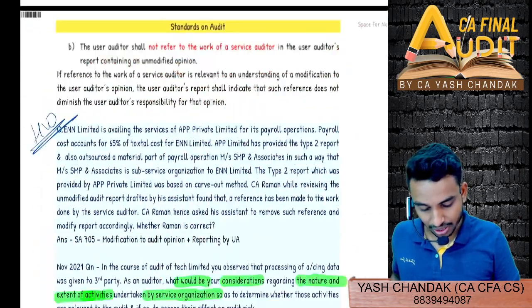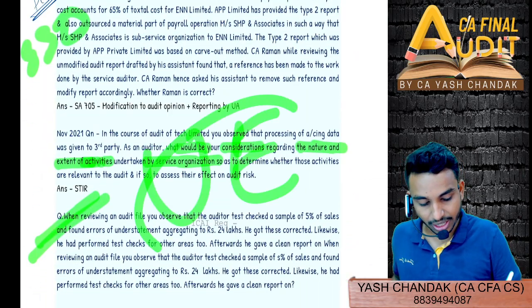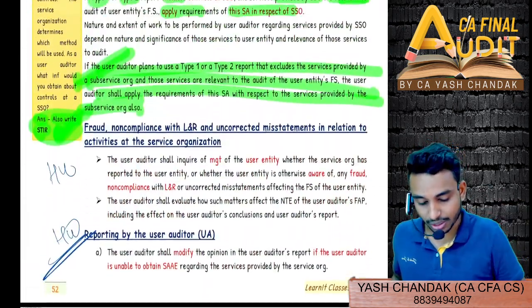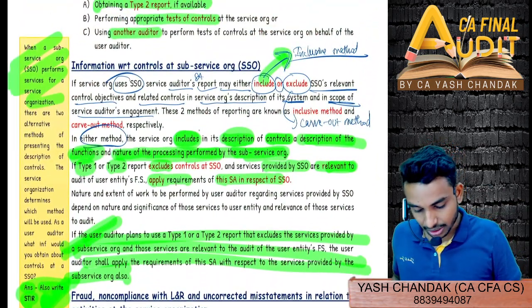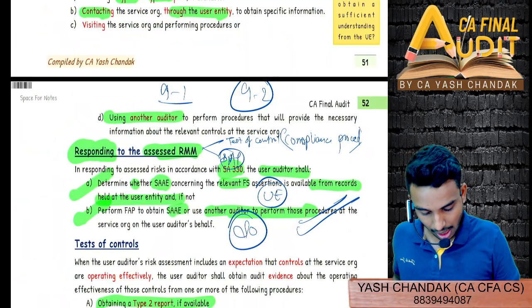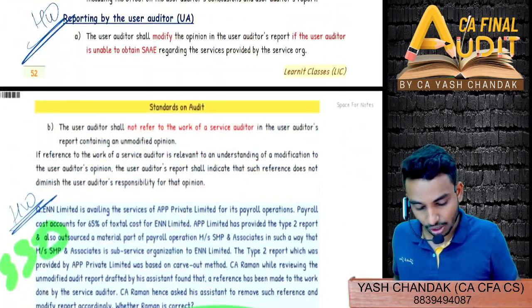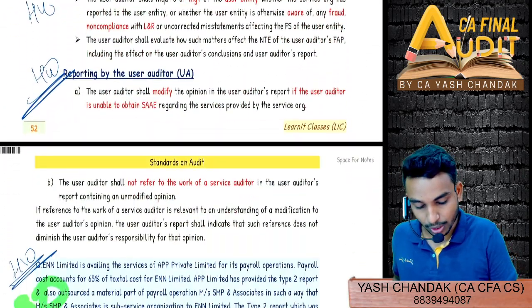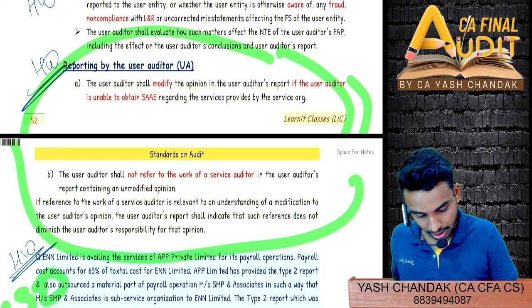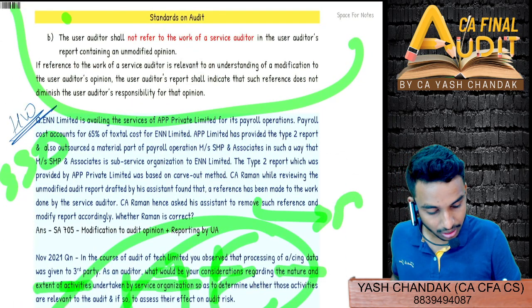Okay, so more or less one was with respect to SSO and the other one was with respect to understanding user entities. The user auditor has to understand that part. This SSO question here also I have included. The SSO question is included here, and this was with respect to this reporting by the user auditor, right? So mark this question as very important.